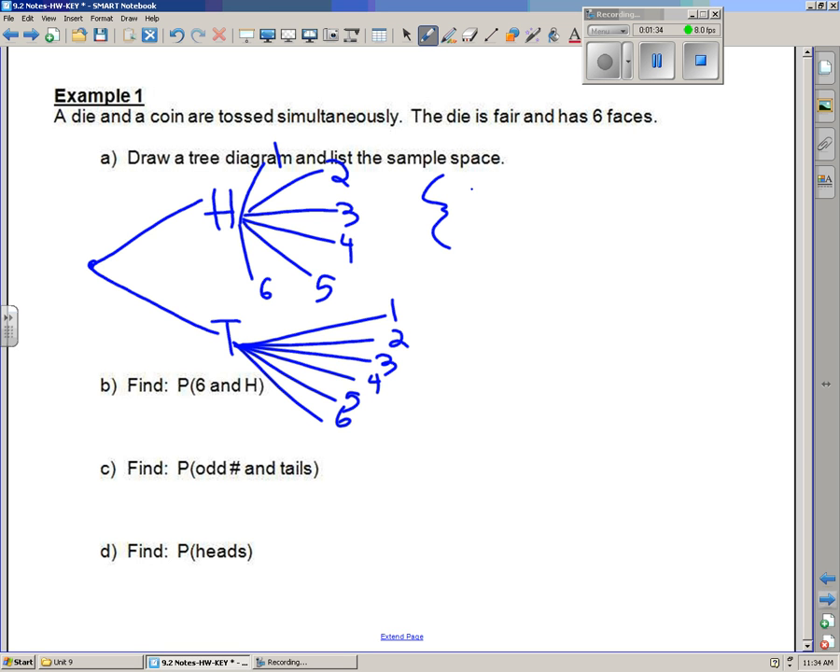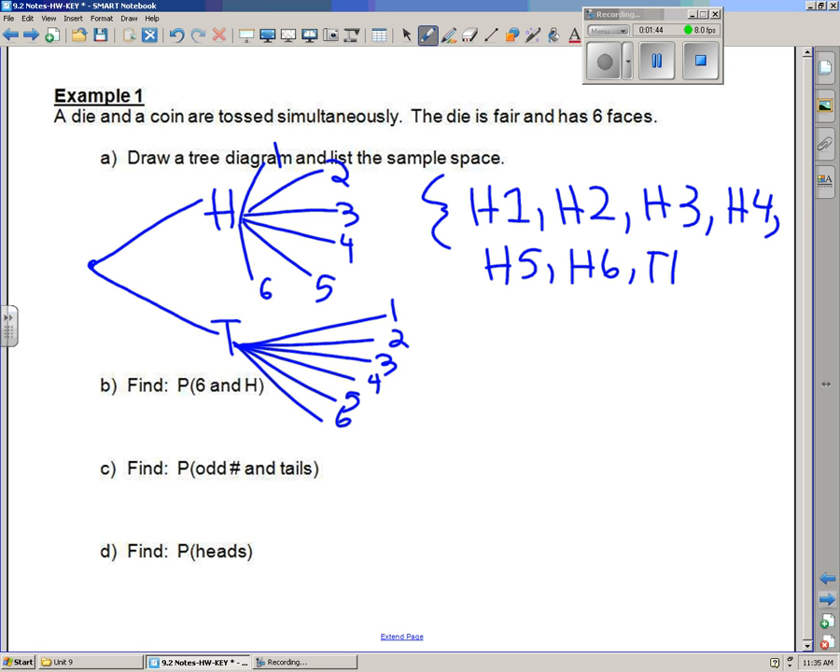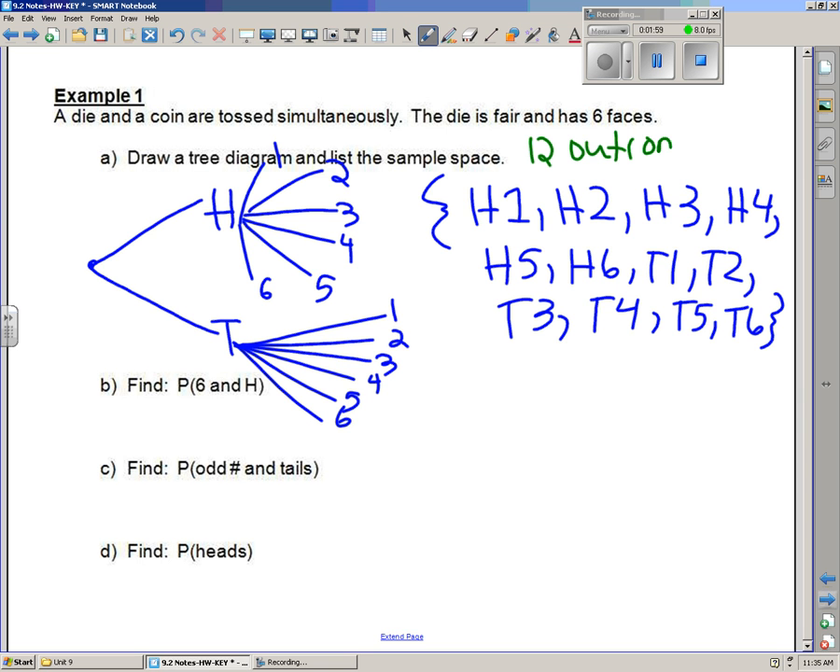Inside set notation, I can have a heads 1, a heads 2, a heads 3, a heads 4, a heads 5, a heads 6, a tail 1, a tail 2, a tail 3, a tail 4, a tail 5, and a tail 6. Notice that there happen to be 12 outcomes. Maybe somewhere you write that out, but that's really just for your own benefit at this point. So your tree diagram is shown and the sample space is shown as well.